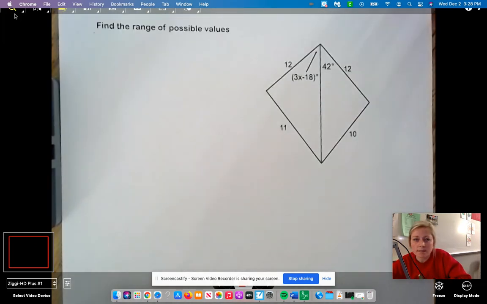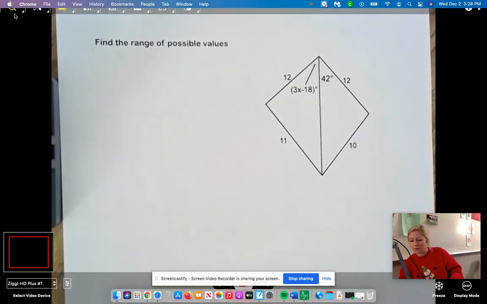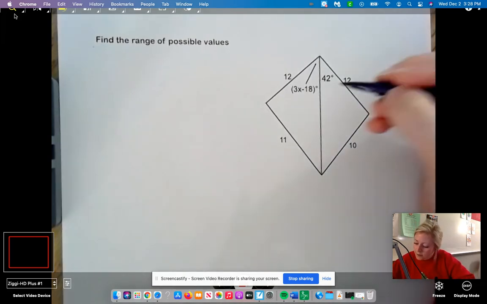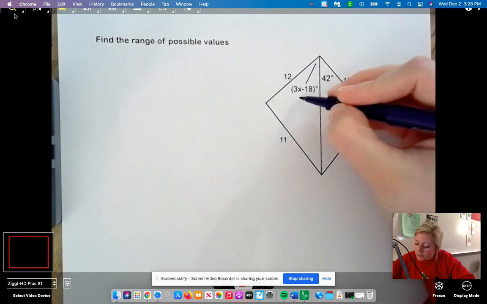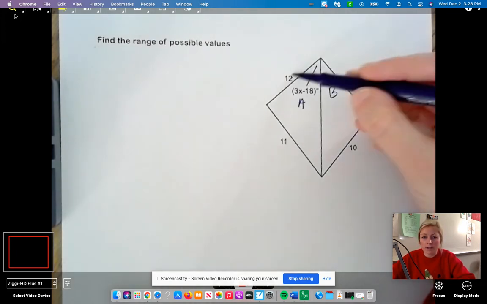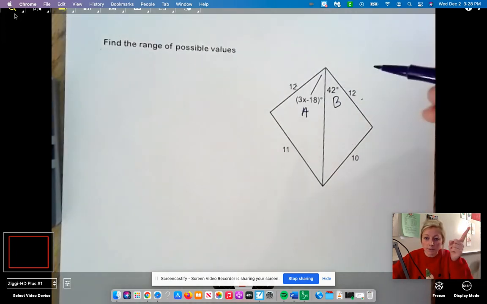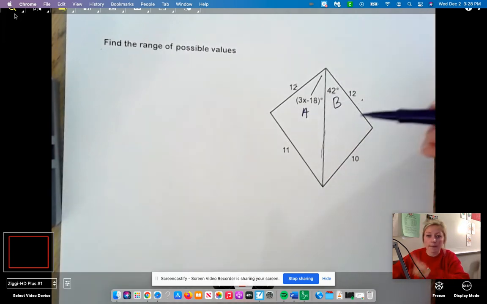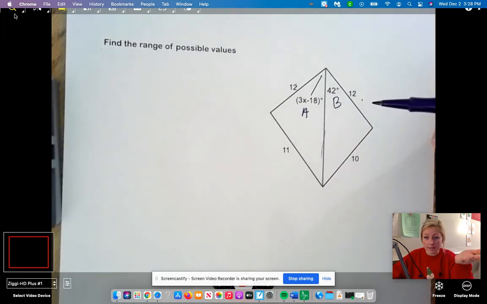Then our last example for this chapter through notes, same kind of question. It says, find the range of possible values. So if we look here, we're having an angle measure again, so I'm going to call this one angle A, this one angle B. Let's make sure everything checks out. I have one pair of congruent sides, 12 and 12. So that's one. They share the middle. That's my second. And now we can compare.